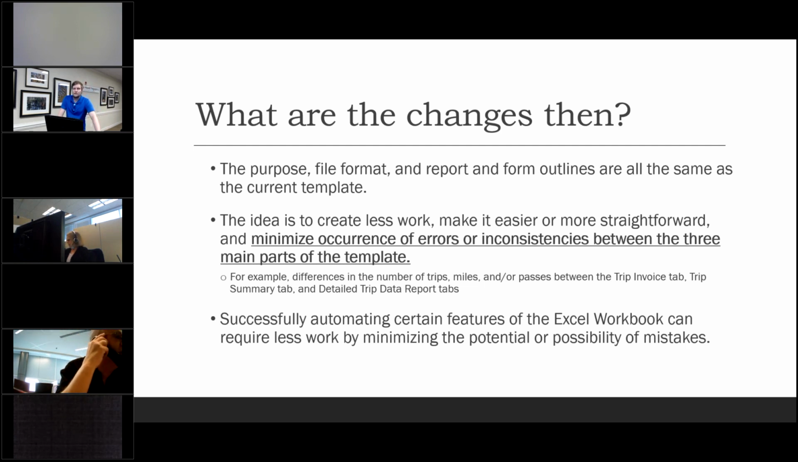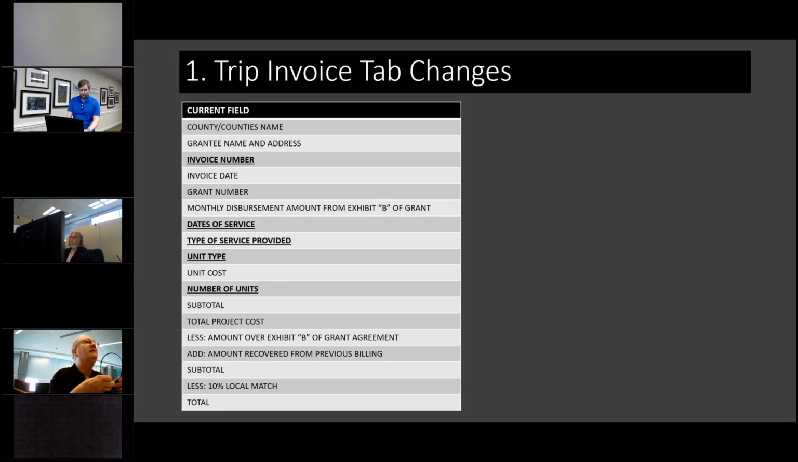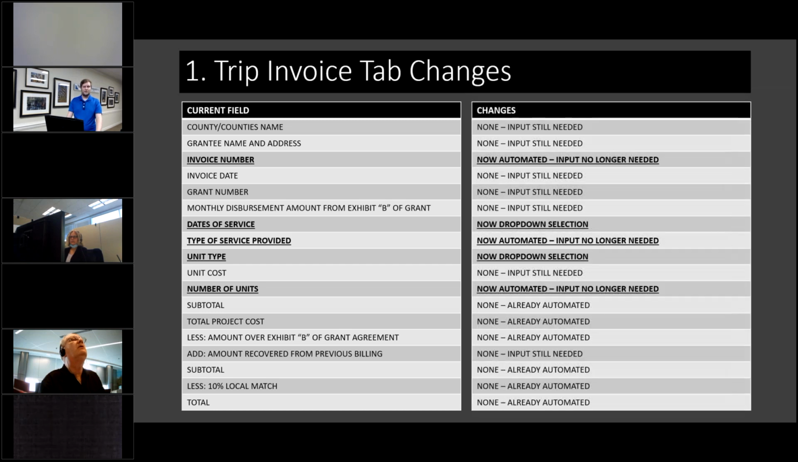And you could easily make an error in that situation. So we look at things like that, where can we just have you input it one time and it's consistent across all those tabs. So that's really all we're doing here. Let's go to the first one, the trip invoice tab. On the table here, it's really just a list of the current fields there. And the ones that are bold and underlined here are the ones where we're making changes.